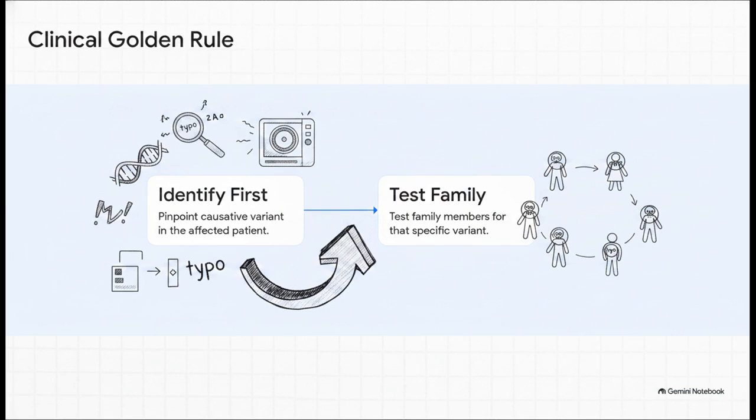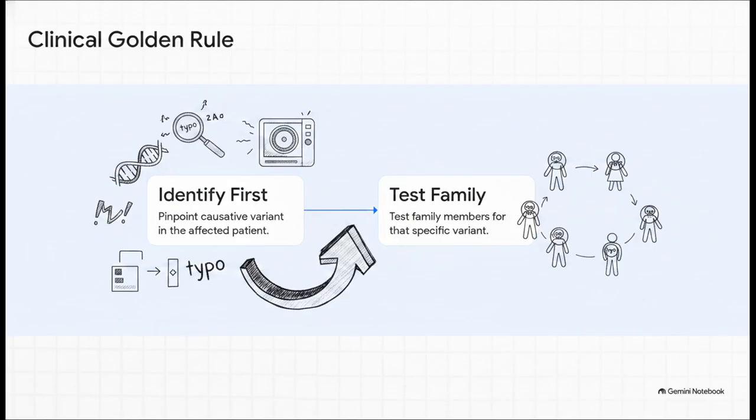This brings us to what we might call the clinical golden rule in genetic diagnostics. When you have a family seeking answers, it's like a complex logic puzzle. You have to follow a very specific strategy. Step 1 is always this. You absolutely must identify the causative variant in the presenting affected individual first. You use your exploratory or targeted tools to pinpoint the exact typo causing their symptoms.